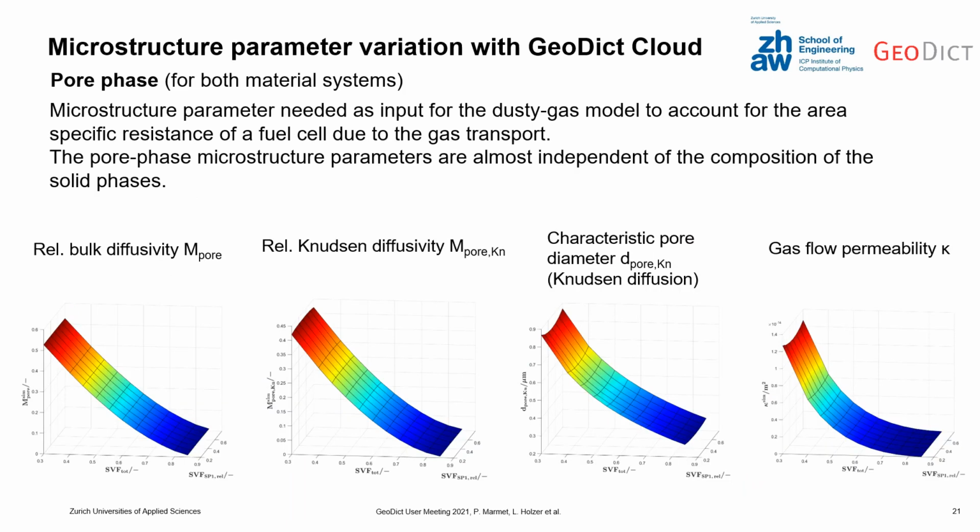Last but not least, the microstructure parameters for the pore phase, which is present in both material systems. These 4 microstructure parameters are needed for an appropriate description of the microstructure as an input, for example, for the dusty gas model. In the dusty gas model, the combined transport of the gases by bulk and Knudsen diffusion are modeled appropriately. You see also that all these parameters are almost independent of the composition, but of course strongly depend on the total solid volume fraction or porosity. Therewith, we have all the needed microstructure parameters and effective properties ready and available for the whole parameter space we studied.